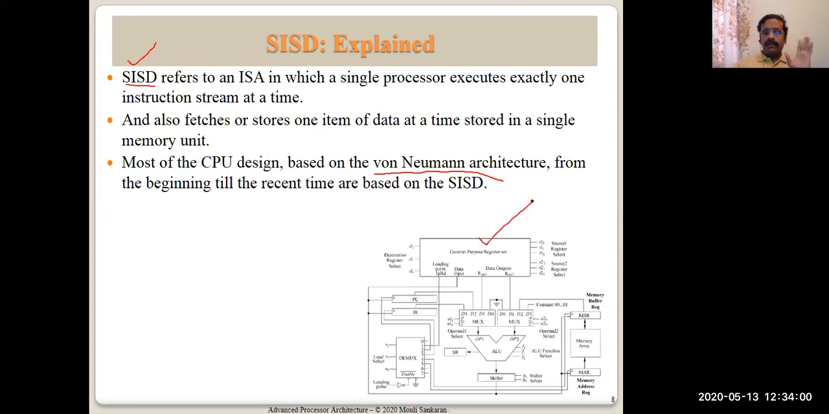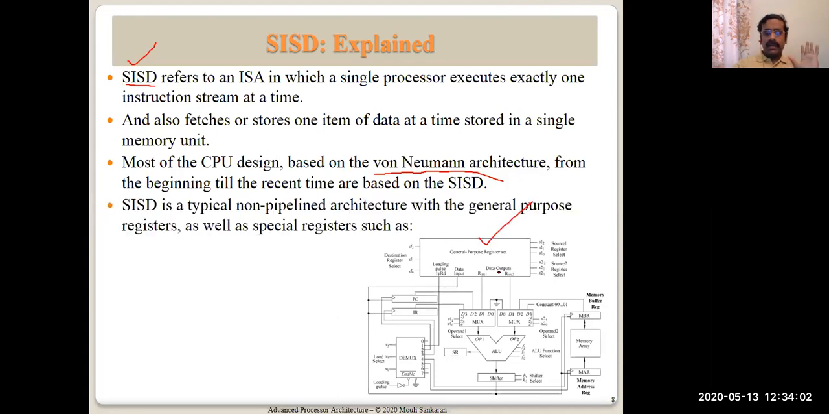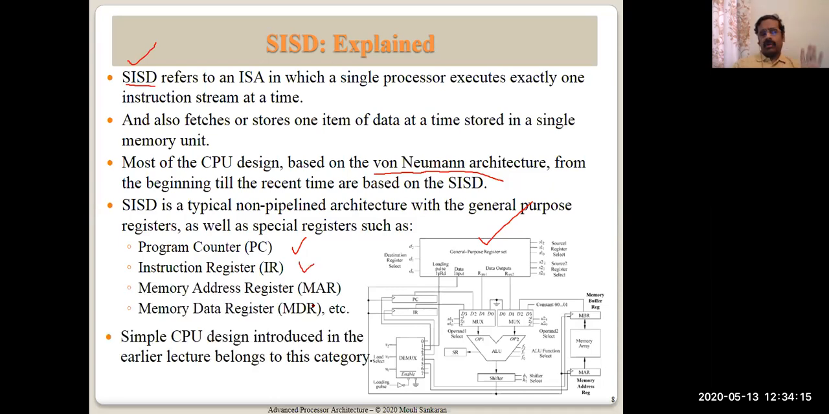So this is a good example of that. You guys understand it very well. It's an example of a non-pipelined architecture. So you know these registers. I have explained it many times. It will use these registers and access them. That's all. This is a simple SISD architecture.